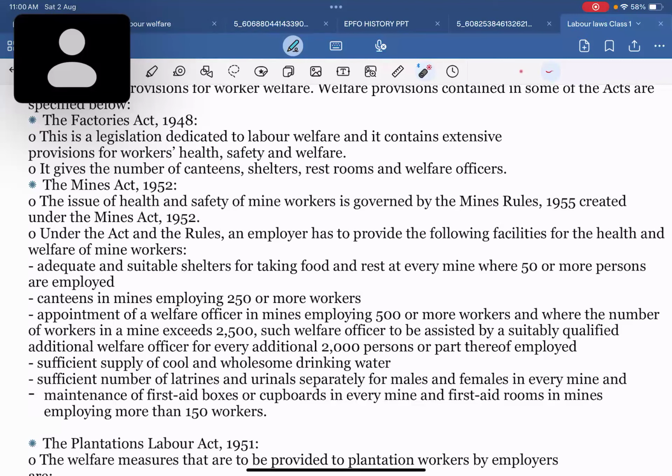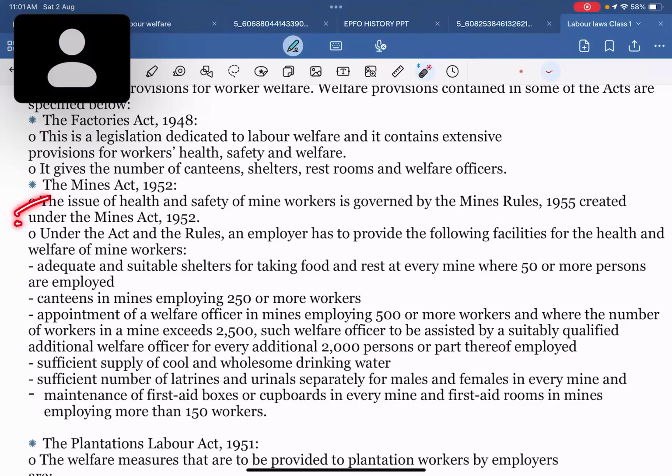And adequate and suitable shelters. Okay, canteens in mines employing 250 or more workers. Appointment of welfare officers in mines employing 500 or more workers, and where the number of workers in a mine exceeds 2,500, such welfare officer to be assisted by a suitably qualified additional welfare officer for every additional 2,000 persons or part thereof employed. Right? Sufficient supply of cool and wholesome drinking water should also be considered under the Mines Act of 1952.